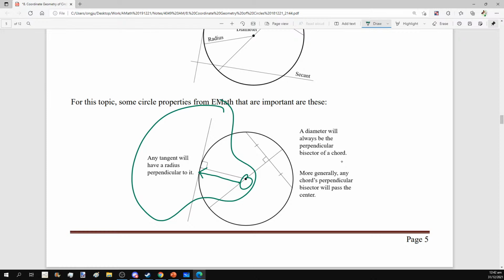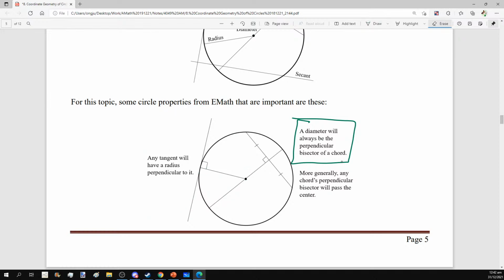The second thing we need to know is that a diameter always acts as the perpendicular bisector of a chord. Now what does this mean? It means that if we have a chord, i.e. a line that starts from the circumference and ends somewhere else on the circumference, there will always be some diameter, i.e. one that passes through the center of the circle and goes to the two sides. There will always exist this random diameter somewhere that will act as a perpendicular bisector. And because it is a perpendicular bisector, we also need to keep in mind the perpendicular bisector of a chord passes through the center of the circle.